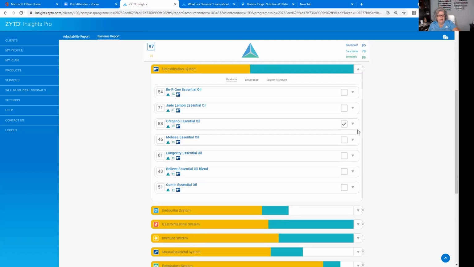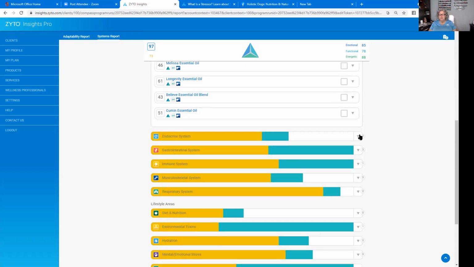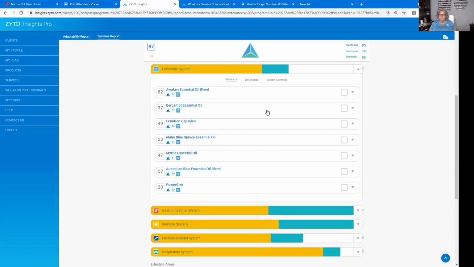So if I look at the detoxification system, it pulled in oregano, but I may also look at some of these other oils as options. And again, if I have them, I'm going to use them. If I don't have them, and this had not already maxed out, then I would say, which one should I choose? So maybe the endocrine system's a little better to look at.